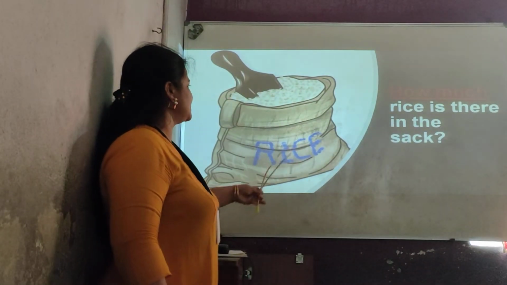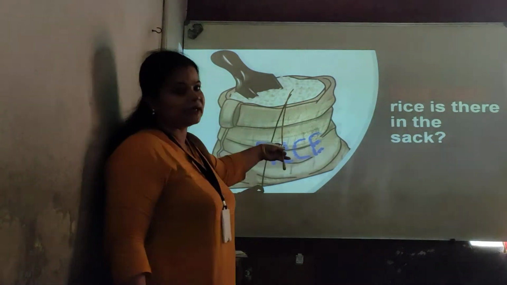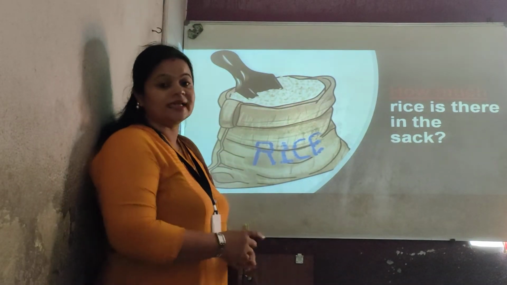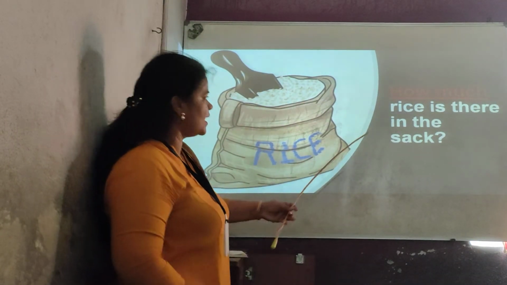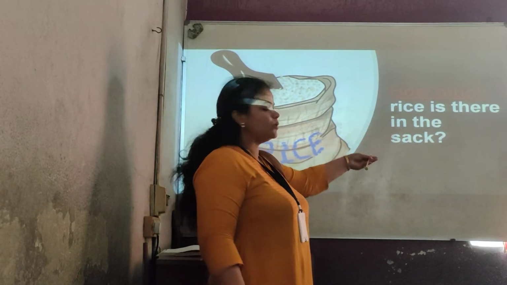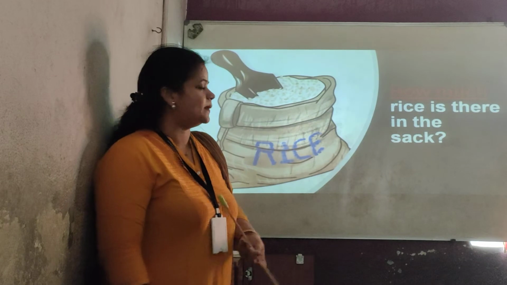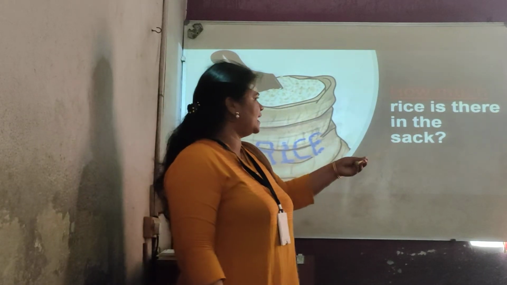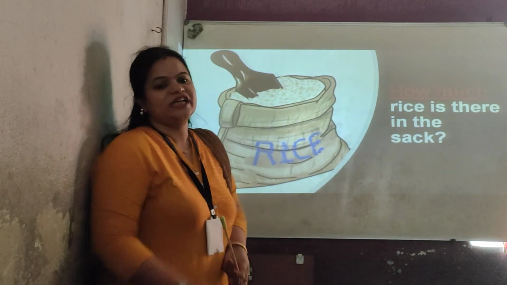Now in the sack there was rice. We cannot count this rice. It's an uncountable thing. That's why how much. We use the words how much to ask about uncountable things. How much rice is there in the sack?